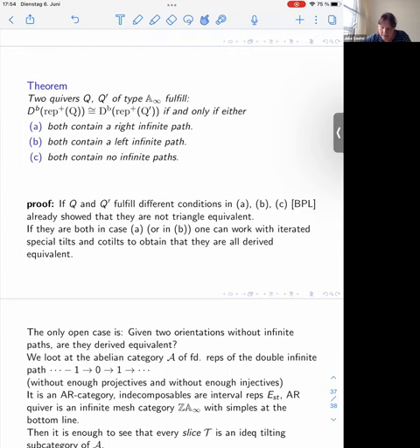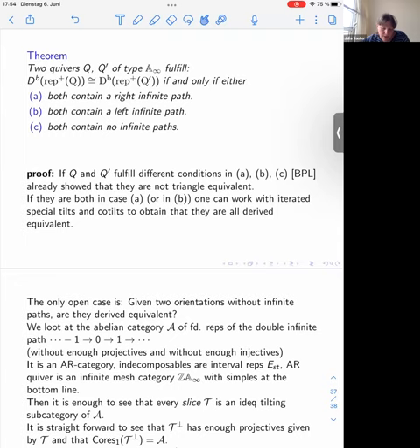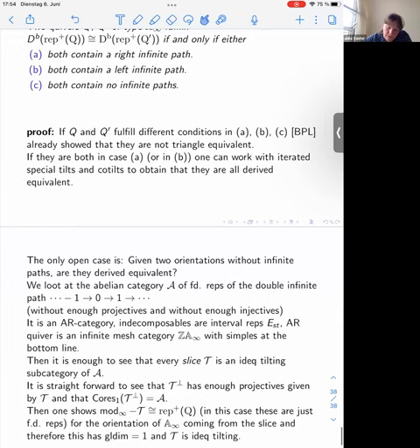So if they're both in A or in B, one can work with iterated special tilts or co-tilts and change finitely many arrows in the orientation. That's very easy. The only case is C, both contain no infinite path. And I'd like to explain how one should prove that.